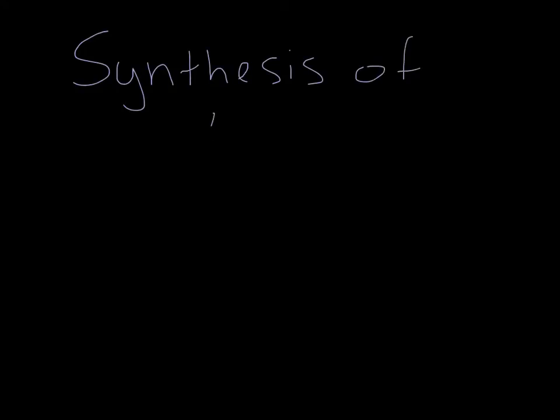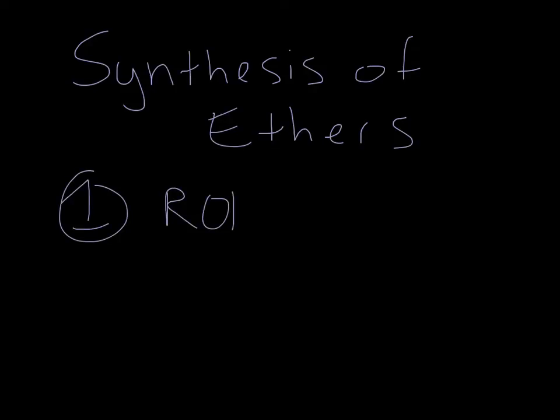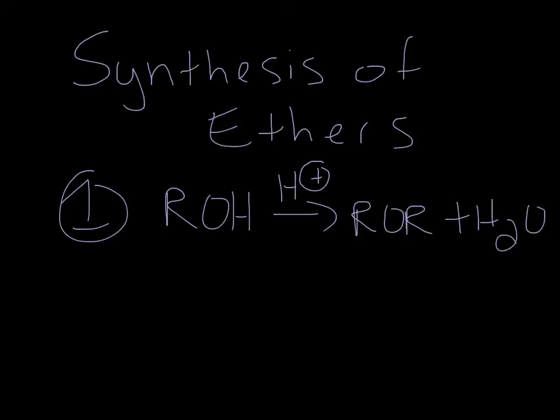In this video, we'll discuss the synthesis of ethers. So there's several ways that we can make ethers. One way is by using two alcohols in an acid-catalyzed solution to give us an ether and then an equivalent of water.